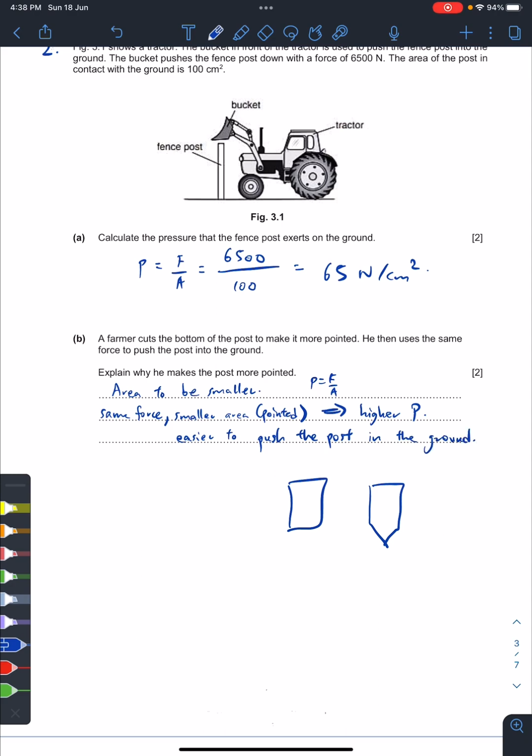It's like when you drink bubble tea, you drink Koi, you definitely use the straw with the pointed edge and poke it into the drink. You don't do the opposite side. Same idea. So that's physics in real life.